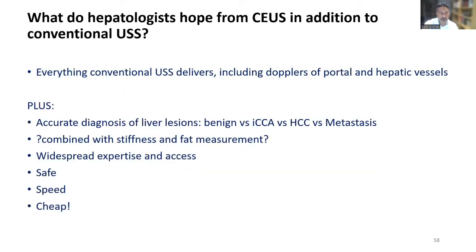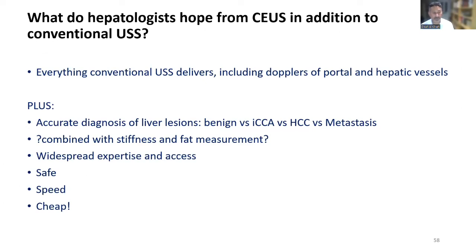So finally, what do hepatologists hope from contrast ultrasound that will offer in addition to conventional ultrasound? Well, we need it to be able to deliver everything conventional ultrasound delivers, including Dopplers of portal vessels and hepatic vessels. But particularly for cancer, an accurate diagnosis of liver lesions. Liver lumps are very common. They can be benign, they can be intrahepatic cholangiocarcinoma or HCC, or they can be metastatic. And being able to differentiate is a hugely important clinical need.